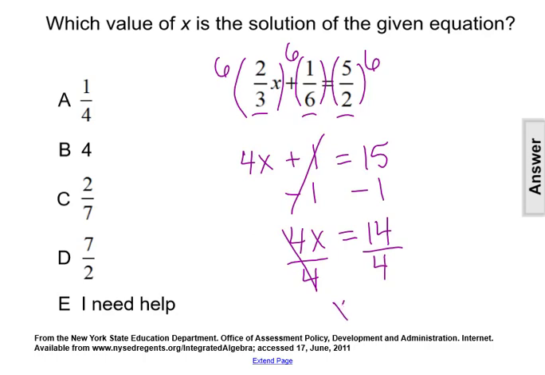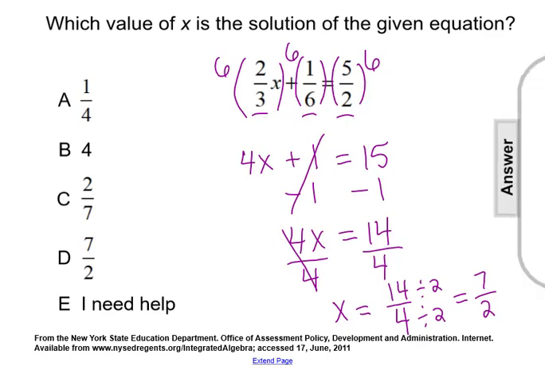So that will give us x equals 14/4, which is a fraction. We can reduce the numerator and denominator by a factor of 2 and get that answer in simplest form as 7/2. So our solution is x equals 7/2, which is answer choice D.